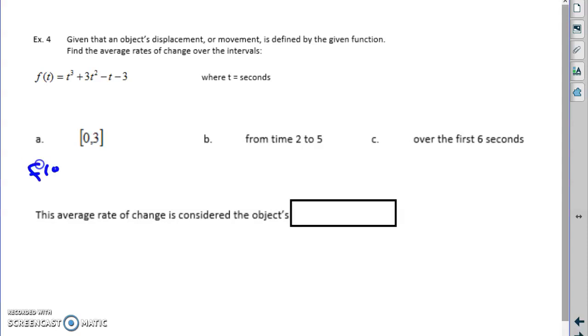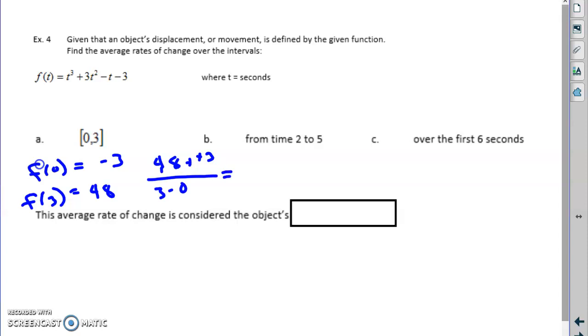f of 0, I can do that quickly. It's just the y-intercept, -3. f of 3 equals 27 plus 27 is 54, minus 3 is 51, minus 3 is 48. So now I have the average rate of change, slope of the secant line, 48 minus -3, which is plus. 3 minus 0 is 3. 51 divided by 3 is 17.